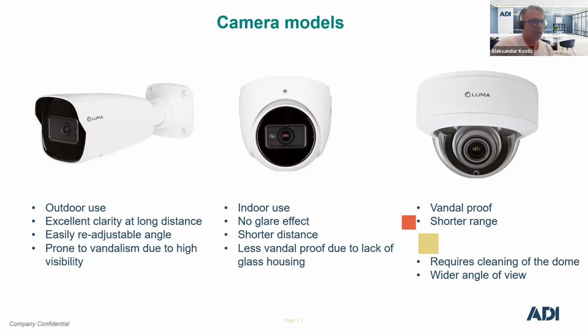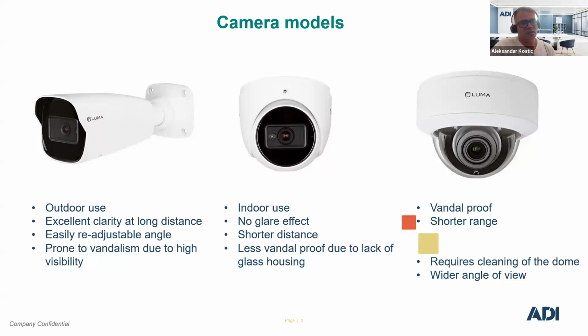In any other implementation, when we speak about the form factor, we speak about the bullet camera, which is typically used outdoor. The main advantage of the bullet camera is that it has excellent clarity at long distances and a readjustable angle as well. Also, it is prone to vandalism due to high visibility, which is not that good because the camera itself is quite visible from the outside, and it is also quite obvious in which direction it is recording.